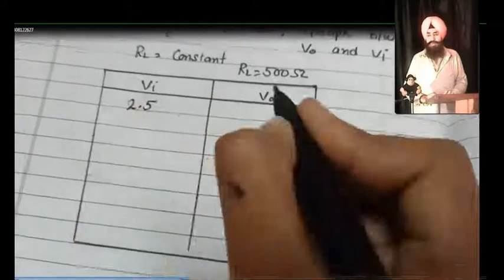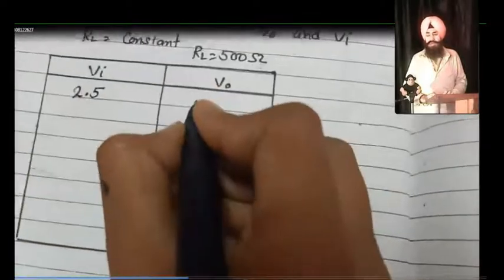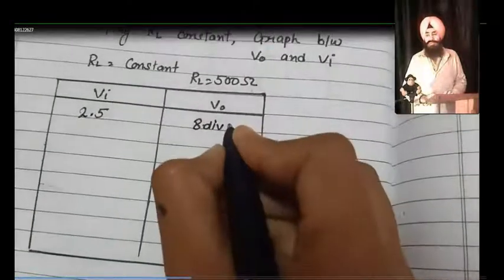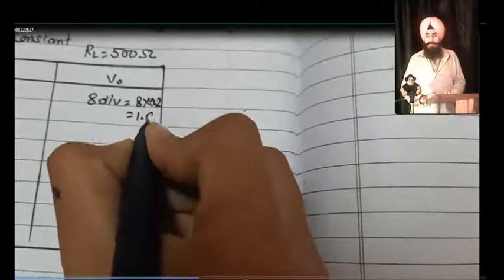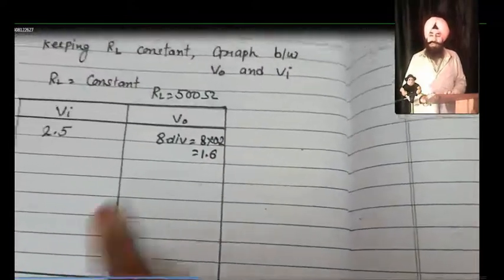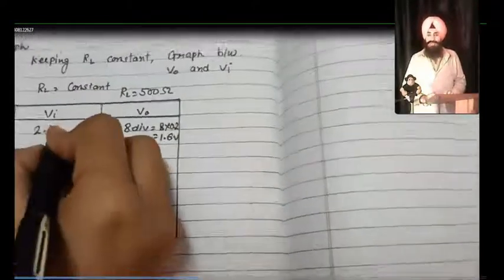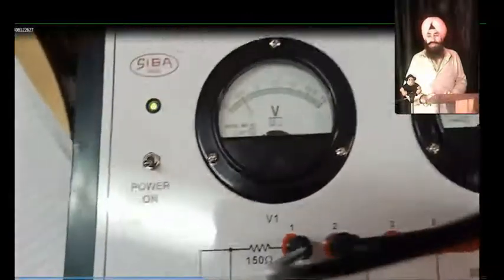So input is 2.5, and here 8 divisions, and 1 division corresponds, you know very well what it is. 1 division is of 0.2 volt. So that becomes 1.6 volt.